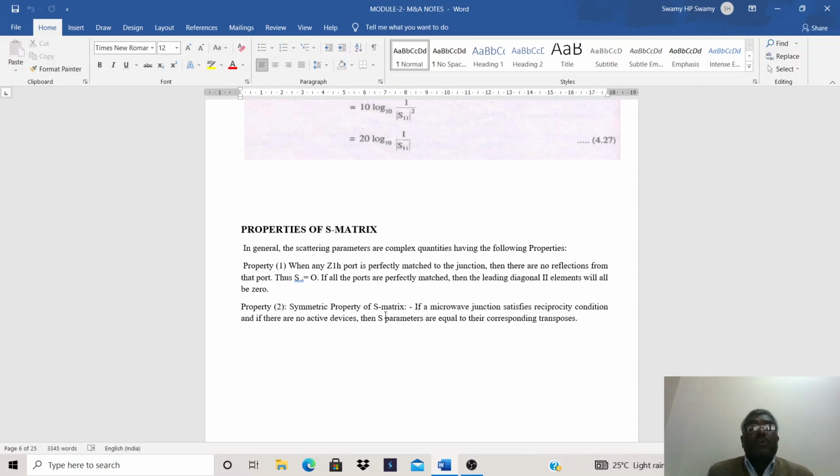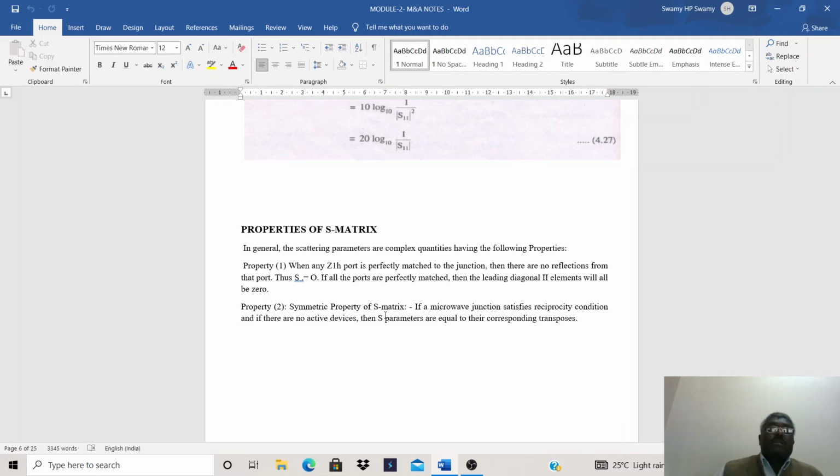Listen carefully. When any port is perfectly matched to the junction, then there is no reflection from the port. That is S = 0. If all the ports are perfectly matched, then the leading diagonal elements, the S elements, will all be 0.